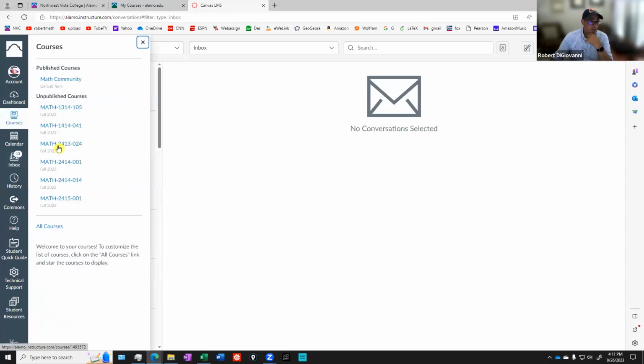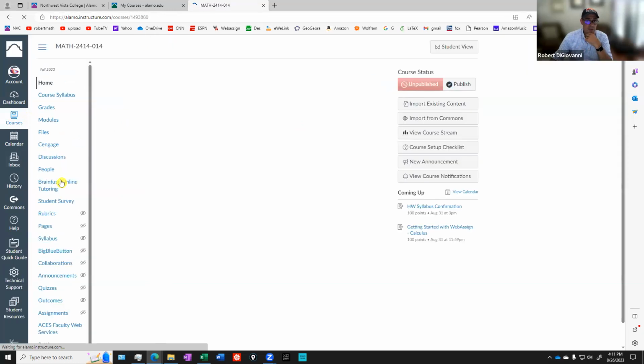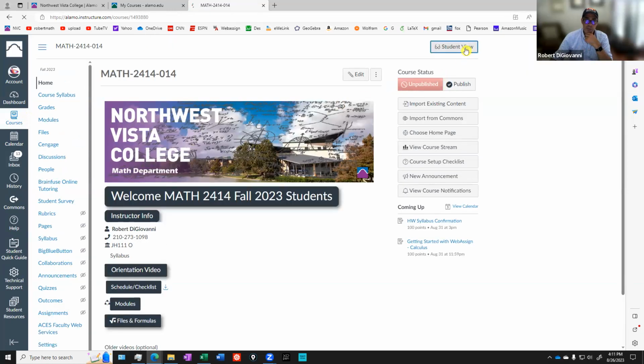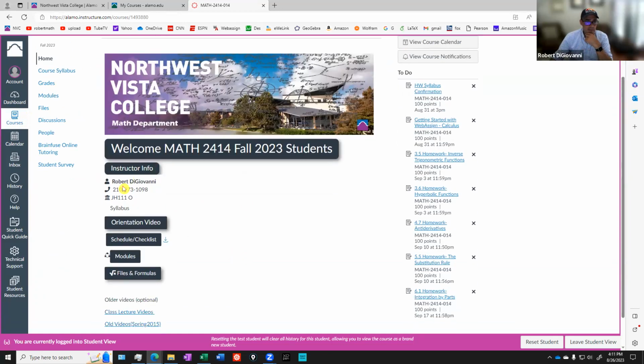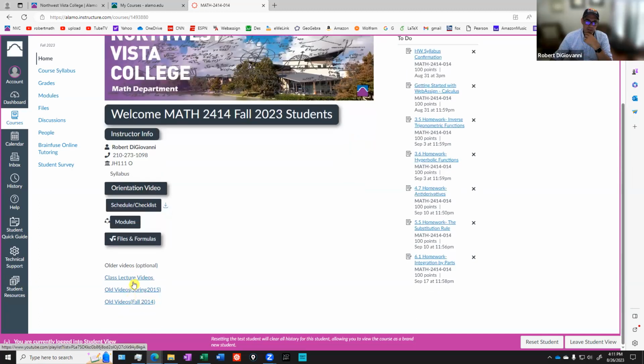Now I'm going to go back to the course and look at this page. I'm going to switch to student view so it looks more like what you will see. On this home page, the first thing you have is my contact information. I provide you my cell phone number, which I will talk about more in the syllabus, my office location, and then a link to the orientation video that you're watching right now. If you need to go back and watch it, you can. Then you have your schedule or checklist, modules, and then files and formulas. There are also some other old videos that I've done in the past that are just optional additional resources for you.